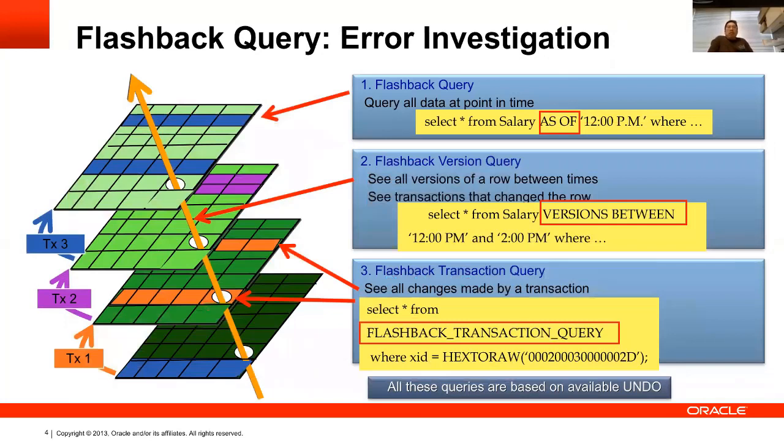So, another look at the commands themselves. For flashback query, it's a select star with an AS OF clause. Flashback versions query has a select star VERSIONS BETWEEN clause. And for flashback transaction query, we do select star from the flashback transaction query keyword, and then you supply the transaction ID, and we'll give you a report of all the changes affected by that transaction on rows and whatever tables were touched.